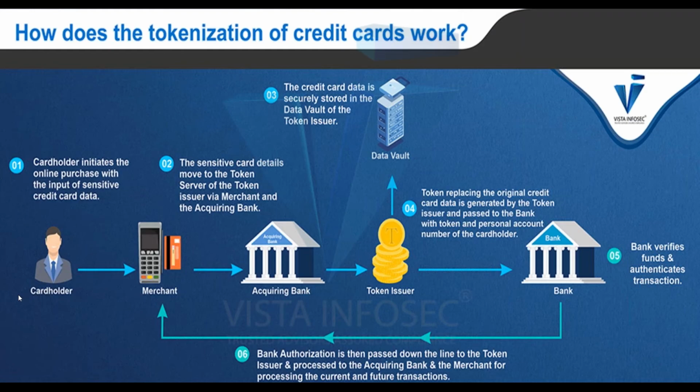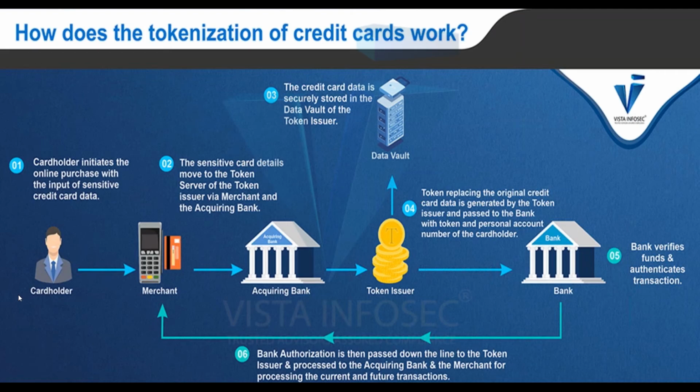So when the cardholder initiates the online purchase with the input of sensitive credit card data, he goes online and puts in the card data. This card data is immediately sent to the token issuer via the merchant and the acquiring bank. It can be that a merchant, like Amazon, might be directly interacting with the token issuer, or the acquiring bank is interacting with the token issuer. Then the card data goes into the token issuer's vault and gets stored there, and what is sent back to the merchant is the token. After that, the merchant uses only the token for transactions of any and all sort.